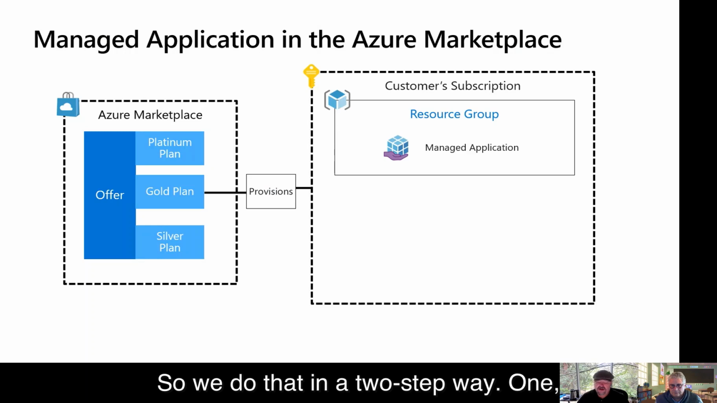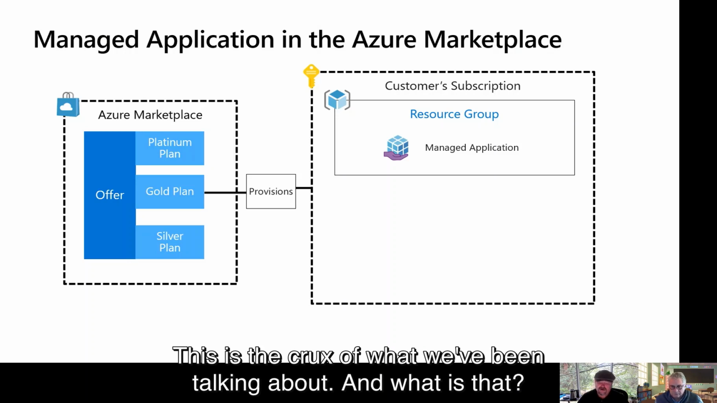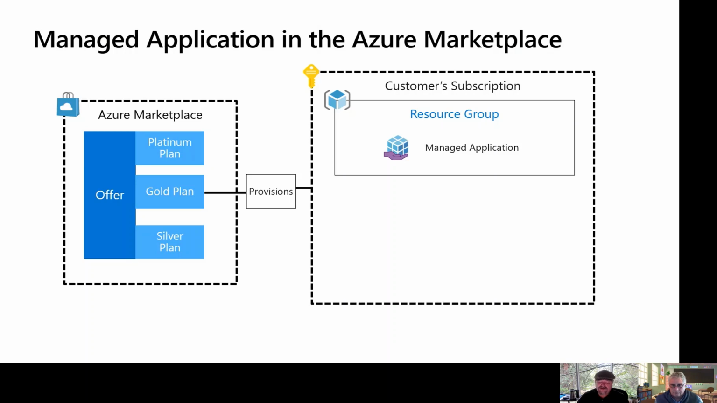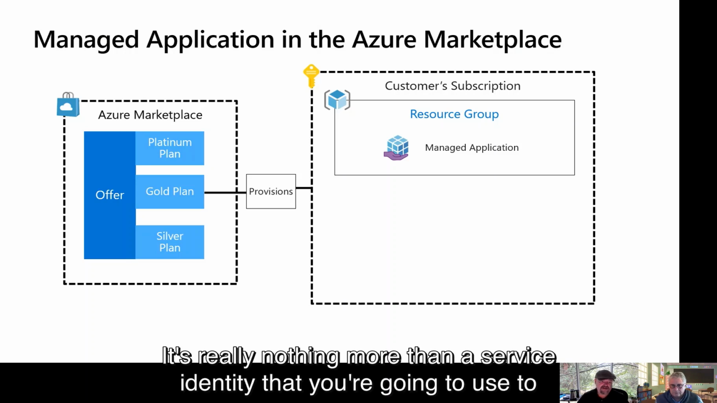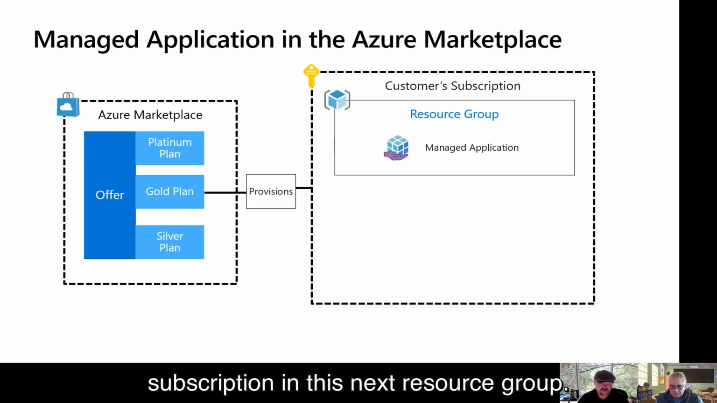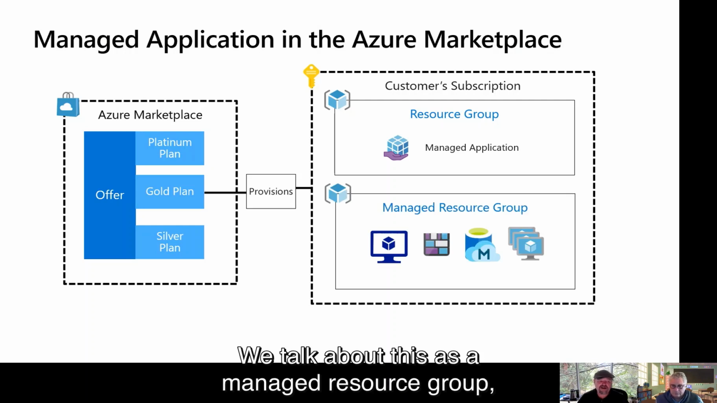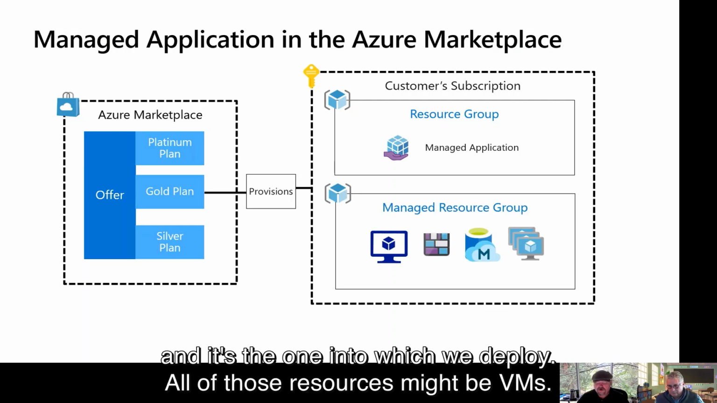We do that in a two-step way. One, we create something called a managed application itself. This is the crux of what we've been talking about. And what is that? It's really nothing more than a service identity that you're going to use to access resources that you deploy into the customer's subscription in this next resource group. We talk about this as a managed resource group, and it's the one into which we deploy all of those resources.